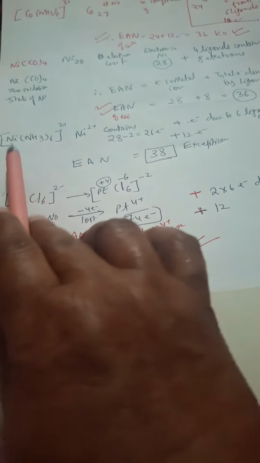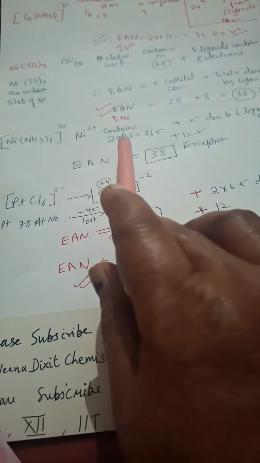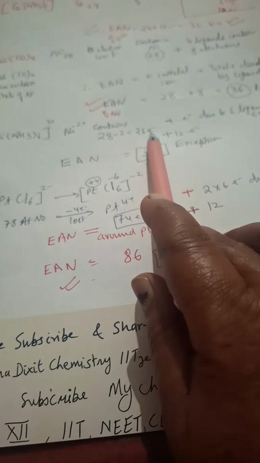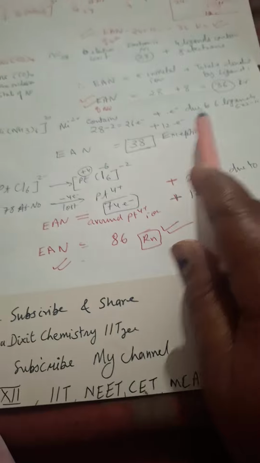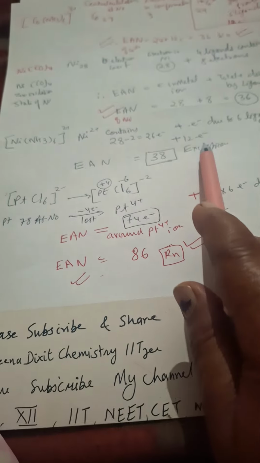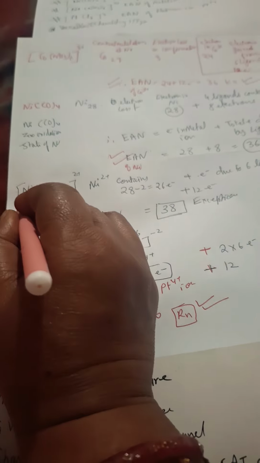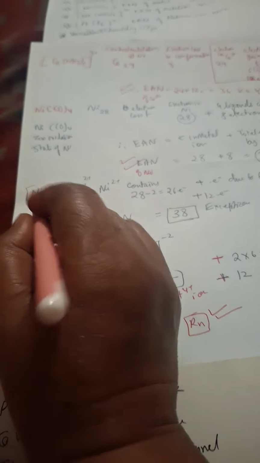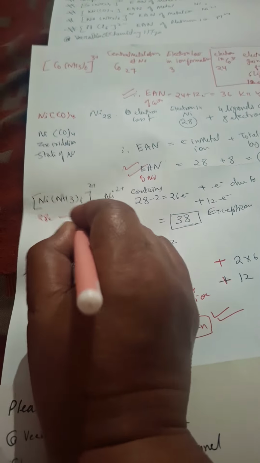Now we will go for the Ni. I told you that Ni has the 2 positive oxidation state. Atomic number is 28. 28 minus 2 electron loss, 26 electrons remain. Plus how many electrons are added? 12 electrons from 6 ligands. So when we add 26 electrons plus 12 electrons, 38 electrons are there. So the atomic number of nickel is 28, okay, and 2 electrons lost.